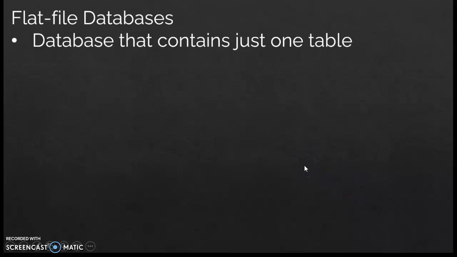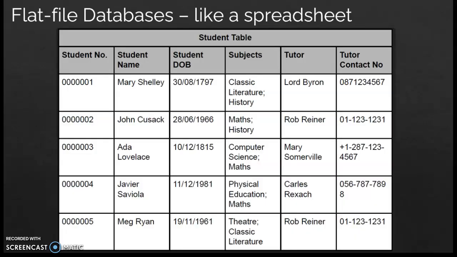Okay, so moving on. The next thing we're looking at here is what's known as a flat file database. A flat file database is commonly referred to as a database that contains just one table. One table. So flat file databases are a bit like a spreadsheet. The reason I say they're a bit like a spreadsheet is there is a student table.